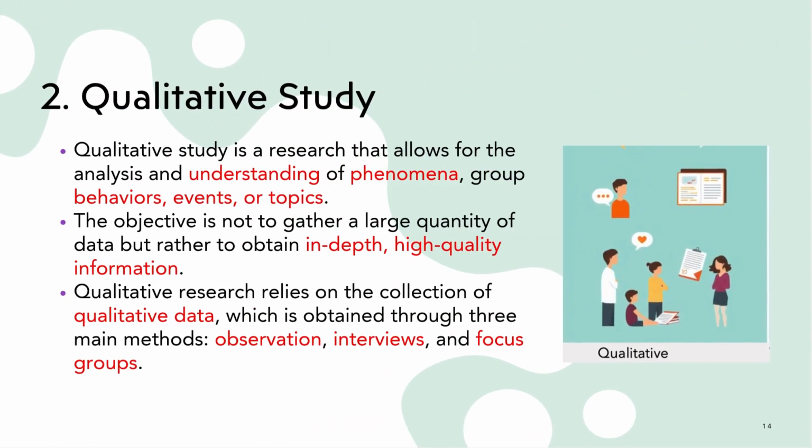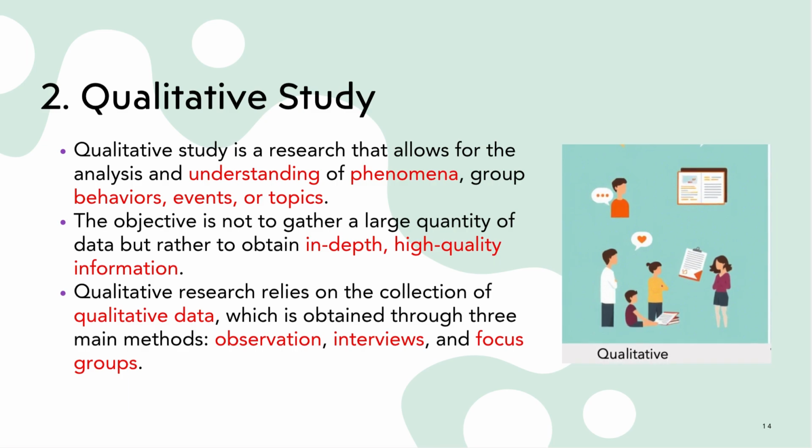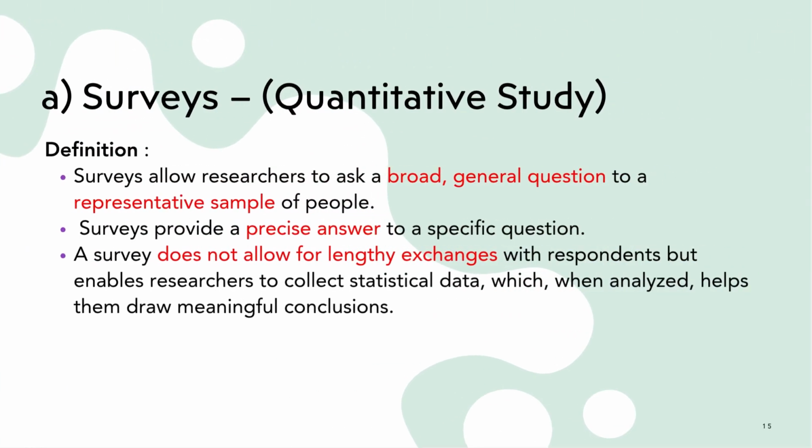Whereas a qualitative study is a research that allows for the analysis and understanding of phenomena, group behaviors, events, or topics. The objective is not to gather a large quantity of data, but rather to obtain in depth, high quality information. Qualitative research relies on the collection of qualitative data, which is obtained through three main methods: observation, interviews, and focus groups.